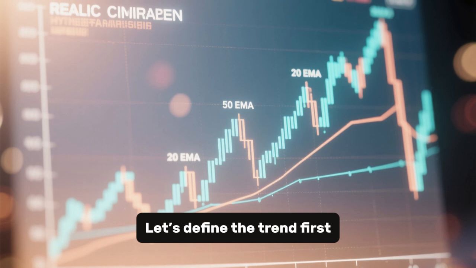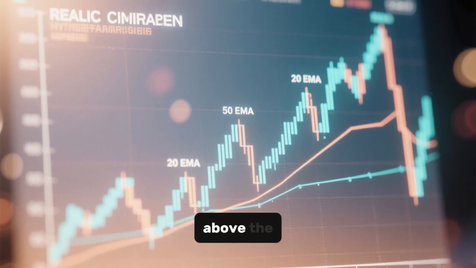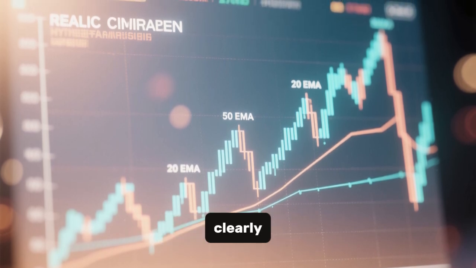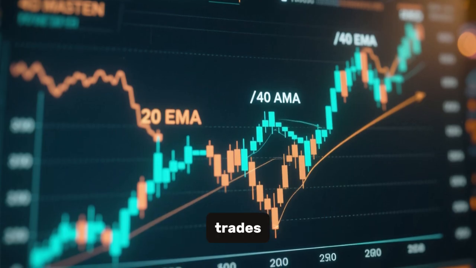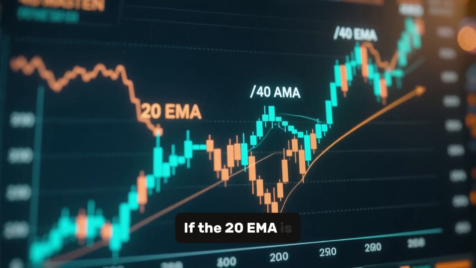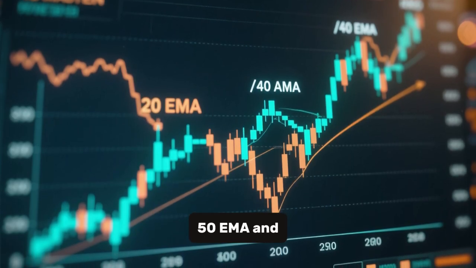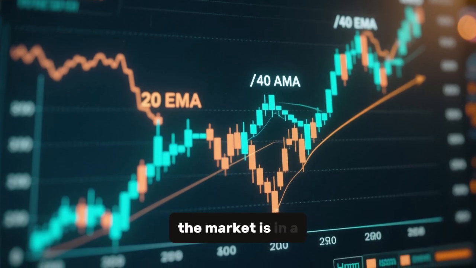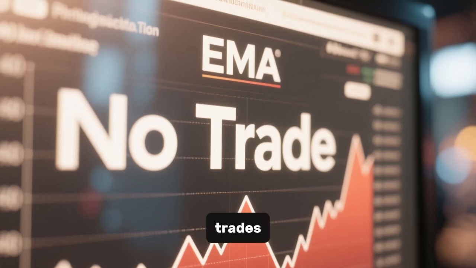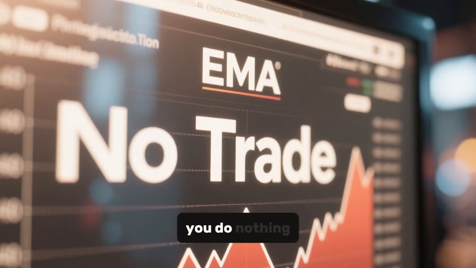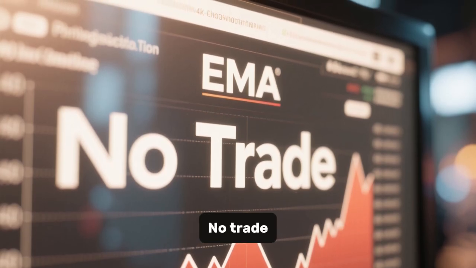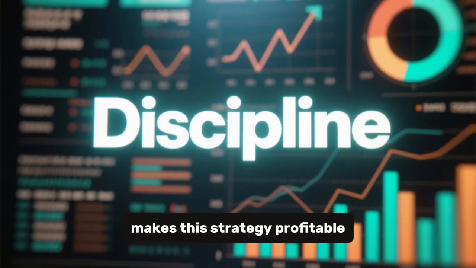Let's define the trend first. If the 20 EMA is above the 50 EMA and both are clearly sloping upward, the market is in an uptrend. You only look for call trades. If the 20 EMA is below the 50 EMA and both are sloping downward, the market is in a downtrend. You only look for put trades. If the EMAs are flat or crossing back and forth, you do nothing. No trade. Discipline is what makes this strategy profitable.